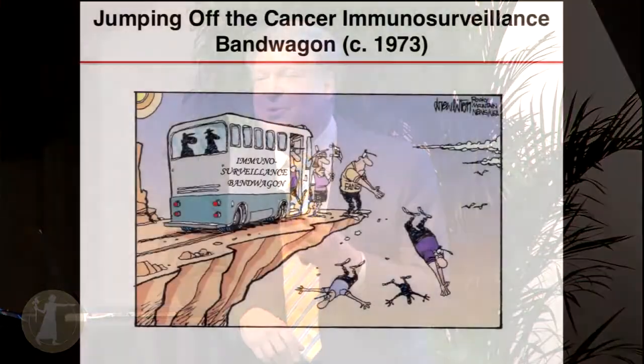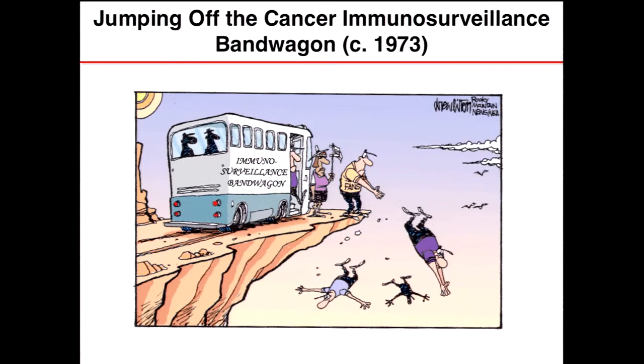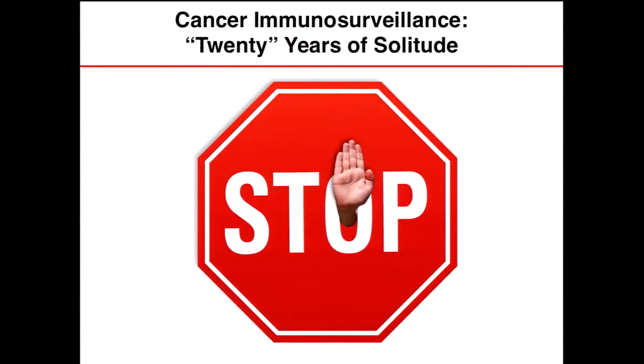And when he tested this hypothesis, in fact, he could find no evidence that cancer immunosurveillance existed. And so just as uncritically as the field had jumped onto the cancer immunosurveillance bandwagon, they jumped off. And by the middle of the 1970s, the idea of cancer immunosurveillance was essentially abandoned. So for the next 20 years, the fields of immunology and cancer biology essentially turned their backs on the idea of cancer immunosurveillance and came up with many theoretical arguments why this process could never really occur.